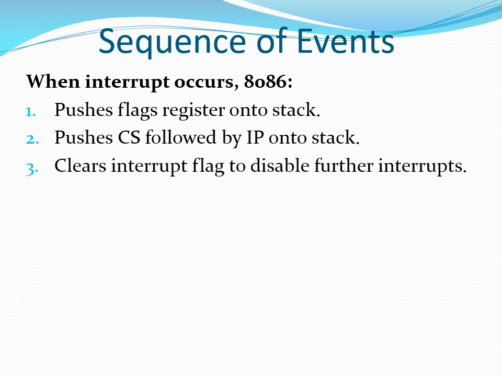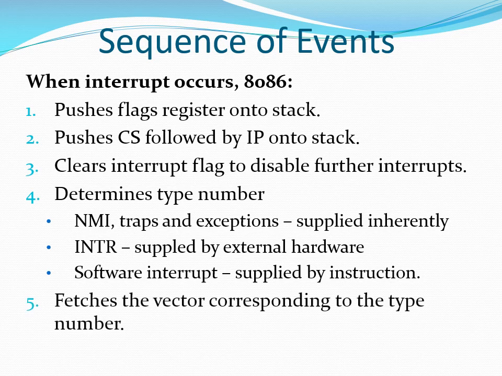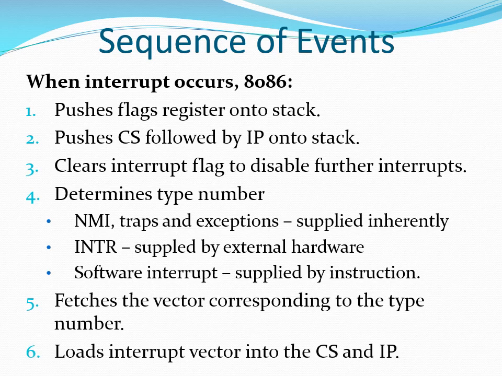3. The interrupt flag is cleared to disable further interrupts. 4. The type number is determined. For non-maskable interrupts, traps, and exceptions, the type number is supplied inherently by the interrupt. For the INTR, the type number is supplied by the external hardware that raised the interrupt. For software interrupts, the type number is supplied by the instruction. 5. The vector corresponding to the type number is fetched from the vector table. 6. The vector is loaded into the code segment register and the instruction pointer. This makes instruction execution branch to the beginning of the interrupt handler.